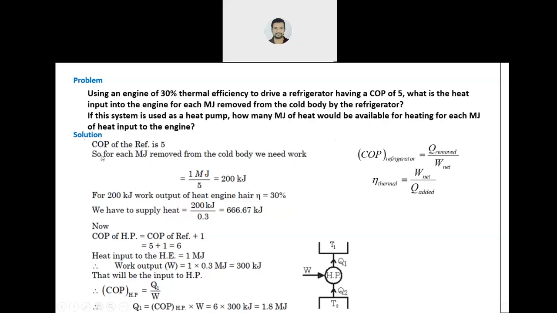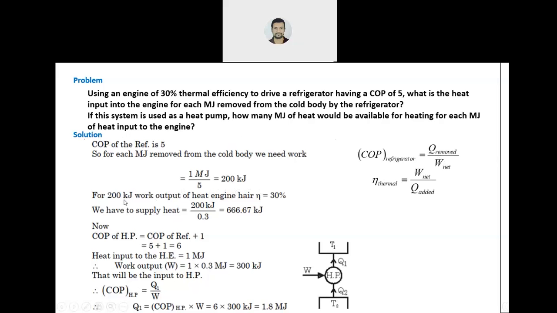Again I am explaining to you. See, what is the COP of refrigerator given? 5. Now you have to find, for each megajoule removed, what is the work? So the formula of COP of refrigerator is Q removed by work. Now work you have to calculate. Q removed is how much? 1 megajoule. COP is 5. From here you will get the work net, the 200 kilojoule. This is for the case of refrigerator.